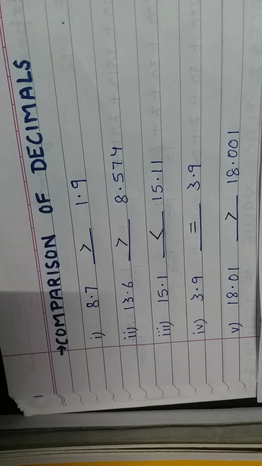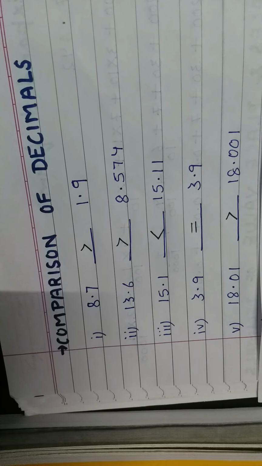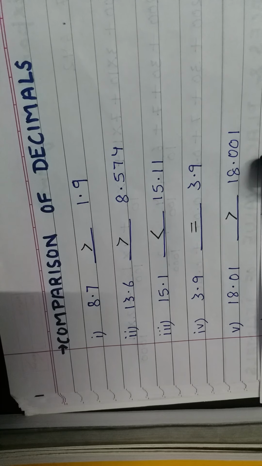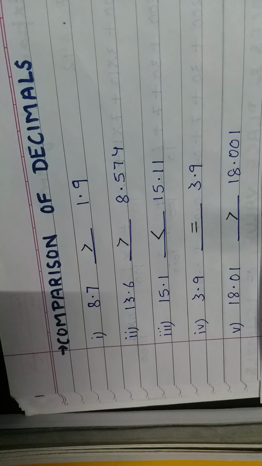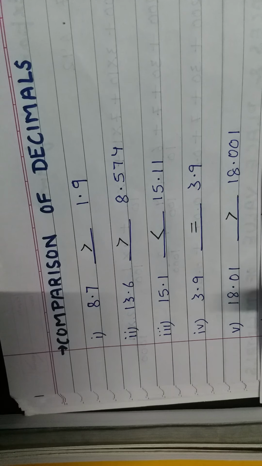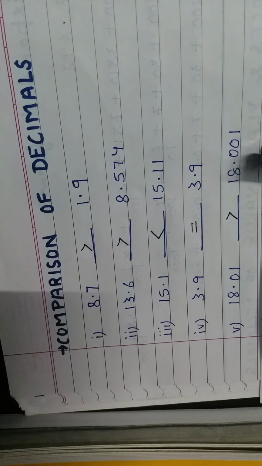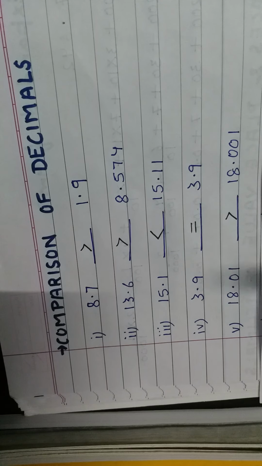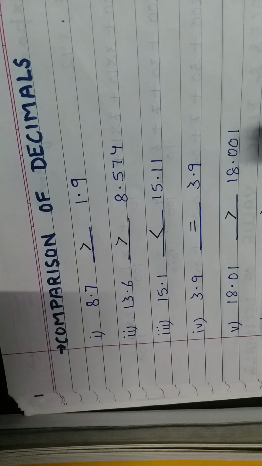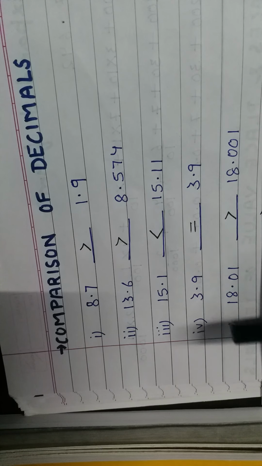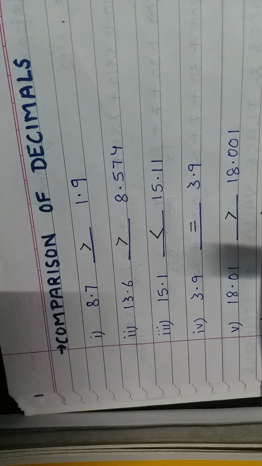Here we have 18.01 and 18.001. As the whole number part is equal, we will move to the decimal part. Here at the tenths place, we have the same digits, that is 0 and 0. Now let's move to the next place, that is the hundredths place. Here we have 1 at the hundredths place and here we have 0 at the hundredths place. Because 1 is greater than 0, this decimal number will be greater than this decimal number. It means 18.01 will be greater than 18.001.